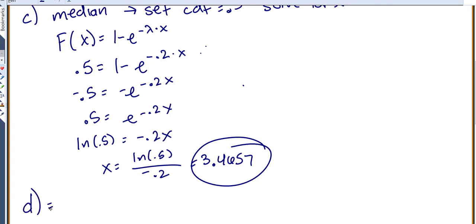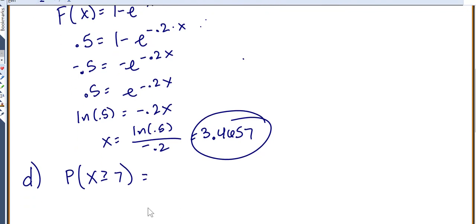Now for part D. Suppose after... oh, no, wrong problem. What is the probability that after the machine is repaired, it lasts at least a week before failing again? So we're just looking for the probability that it lasts at least a week, so x is at least 7. To find the probability that x is greater than or equal to something, well, we don't have anything that does that. The CDF only gives us areas to the left. So we would have to use the complement rule. So the probability that x is greater than or equal to 7 would be 1 minus the probability that x is less than or equal to 7.